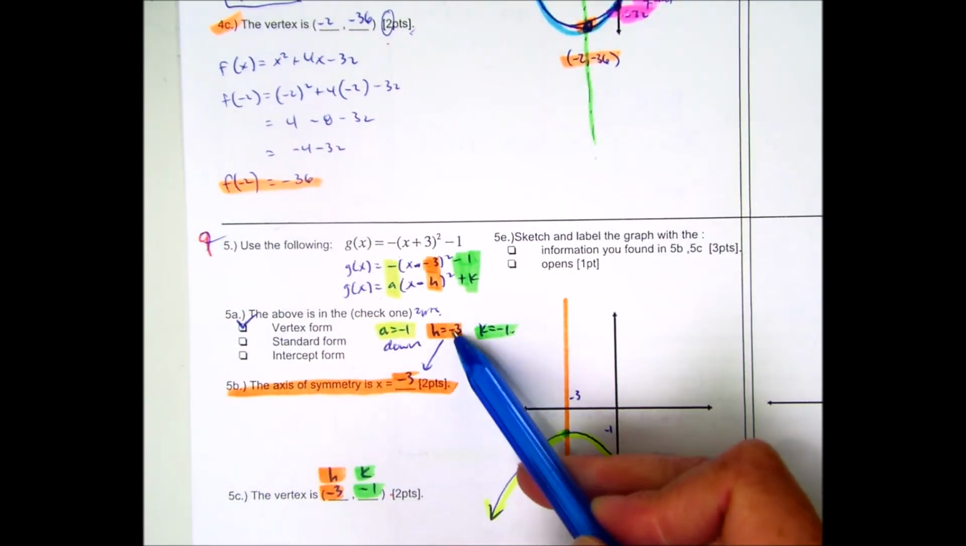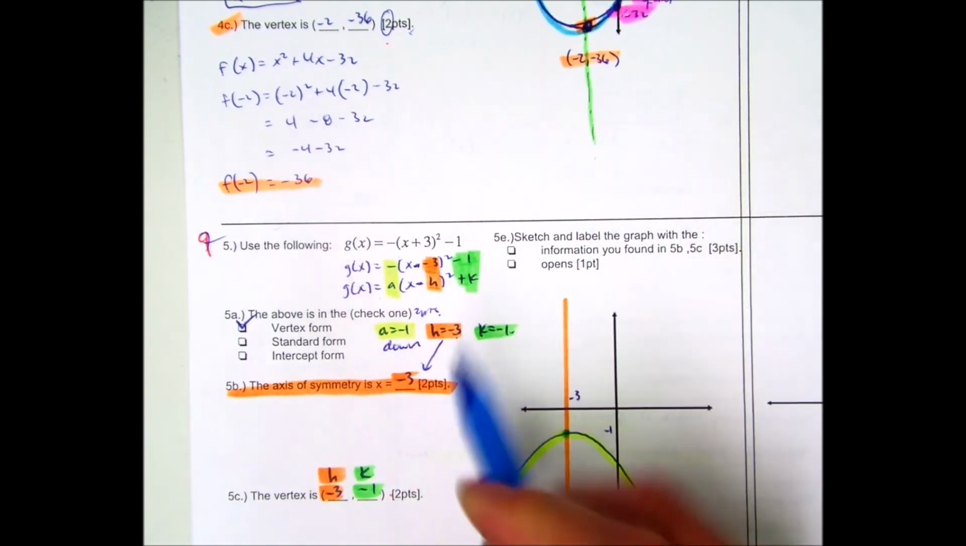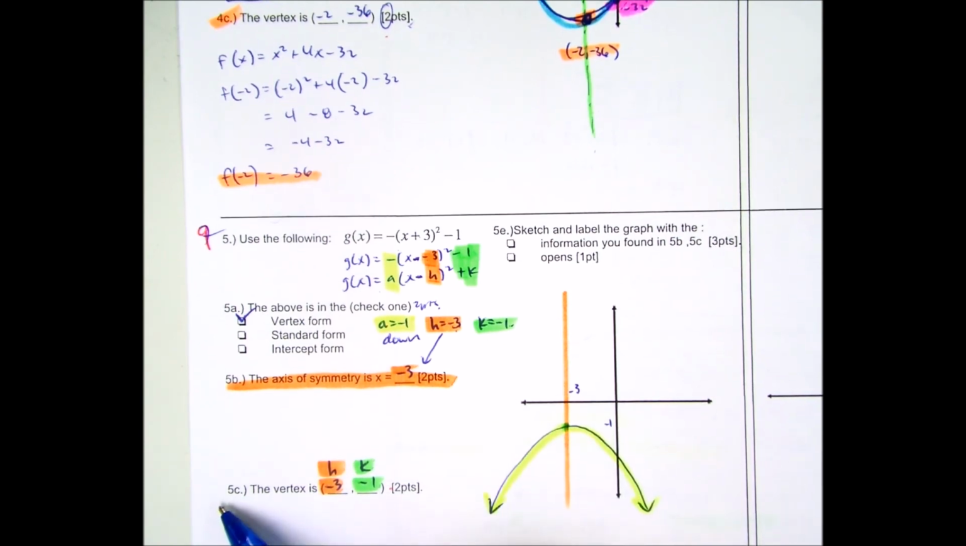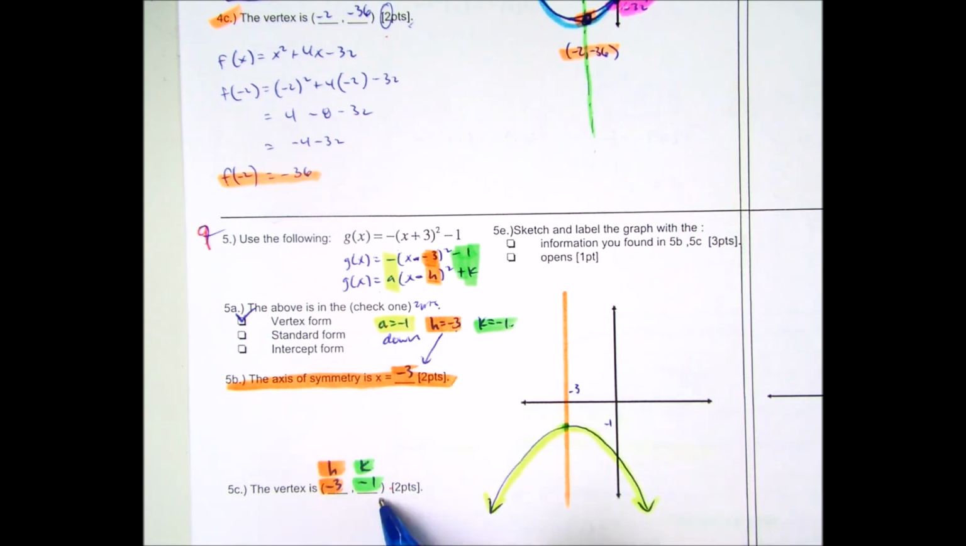Axis of symmetry is just your h value. Remember, your h value tells you what your axis of symmetry is, so negative 3. What is the vertex? Vertex is just h, k, which is negative 3, negative 1. 1 point apiece there.